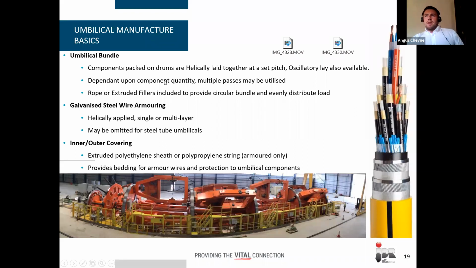Okay, so depending on the number of components within the umbilical, you may have multiple passes, and this is where the number of components exceeds the number of drum locations on the machine. The way that you get around that is that you manufacture one pass with however many components you can fit. You would then pass that back through the machine and lay the second pass of components around that.